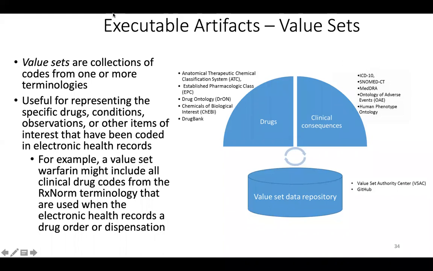And clinical consequences include diagnoses based on ICD-9 or 10 or SNOMED. So taking the medications and, for example, diagnoses, we could create a value set, and all of that is represented in two places. It's in our GitHub repository, but it can also be accessed through the value set data repository maintained by the National Library of Medicine. And we'll quickly show you how to access that.